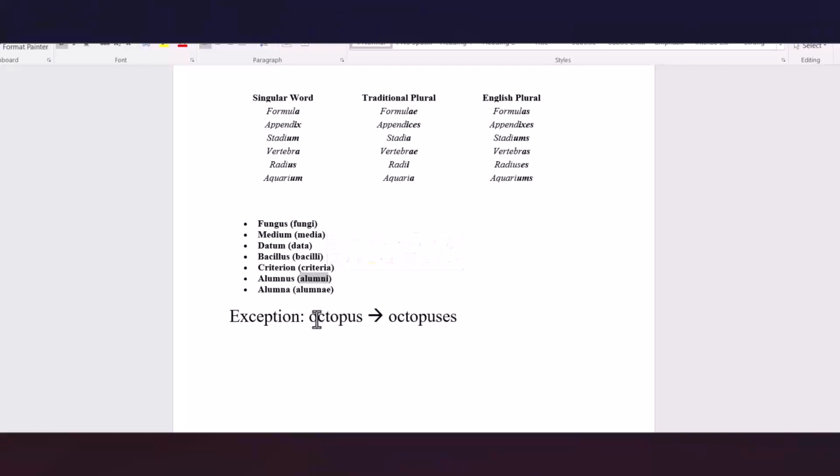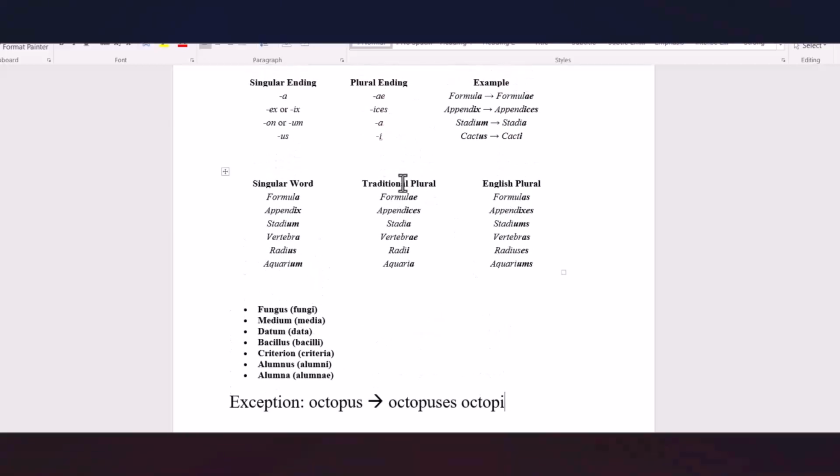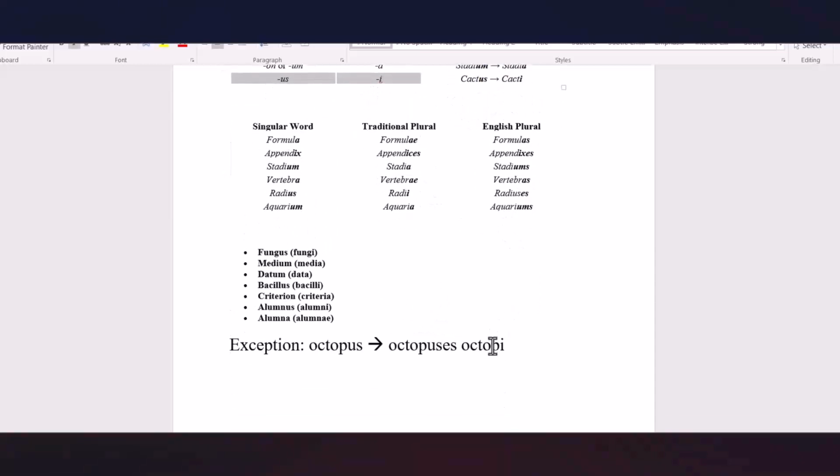Okay, and an interesting word, octopus. Octopus's plural form is octopuses. This is the English way of making words plural. However, some people may use octopi according to this rule. It is acceptable, but the more admissible form is the English plural, octopuses.